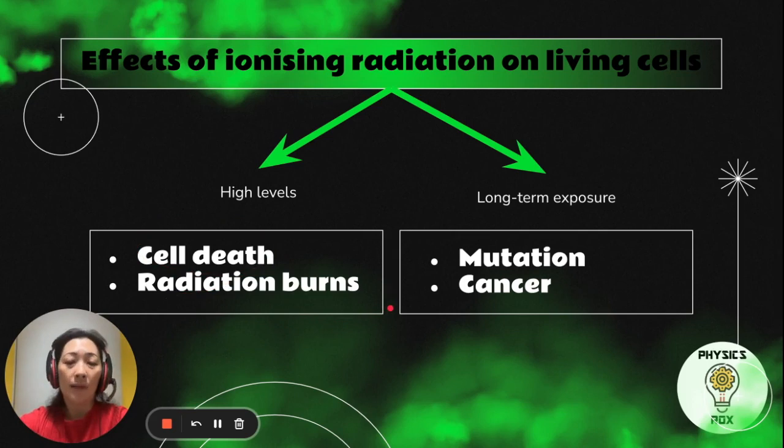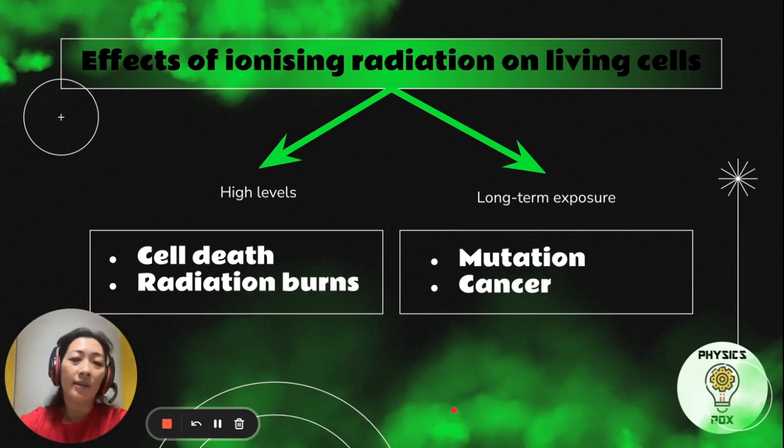If exposed to lower levels but very long-term exposure, the ionizing radiation could also cause harm because the ionization process of the radiation can cause the DNA of the cells to change. So this can lead to mutation, which can also lead to cancer. Now, of course, these effects are terrible, and obviously, we want to try to reduce the use of ionizing radiation whenever possible.